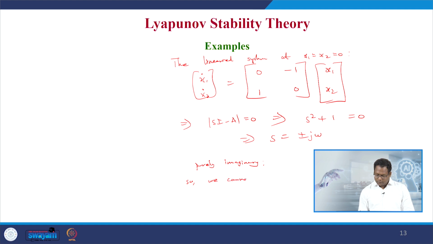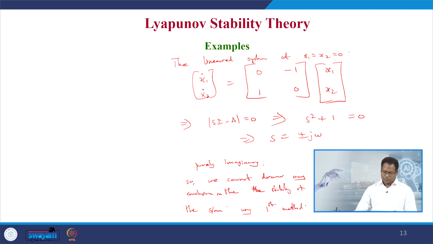So, we cannot draw any conclusion on the stability of the nonlinear system using first method of Lyapunov approach. So, we need to go for using the second approach here.